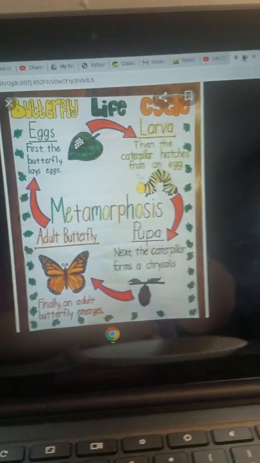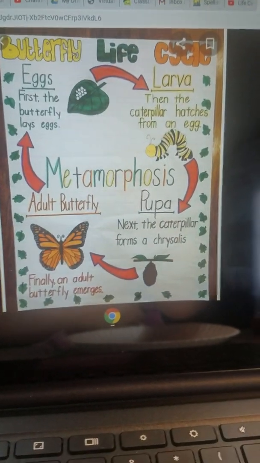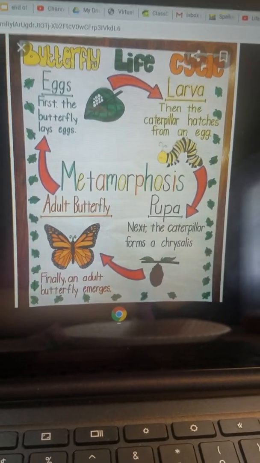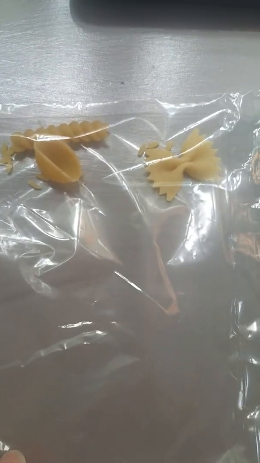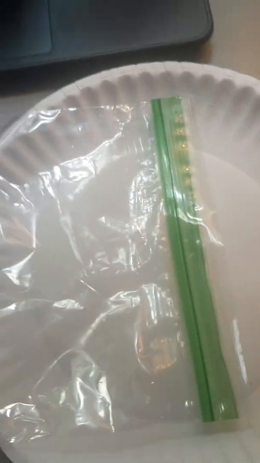So after you watch your video, you guys are going to create your own model of the life cycle of a butterfly. So in your packet, you should have had a paper plate like this, and then you should have had a bag of noodles that look like this. So I'm just going to dump these out onto my paper plate, and then I'll show you guys what you're going to do with them. Okay, and I'll send you a picture of my finished model, or my completed model.